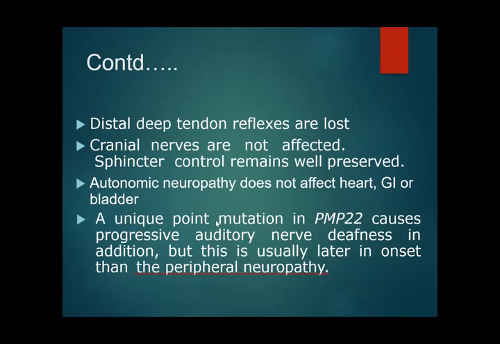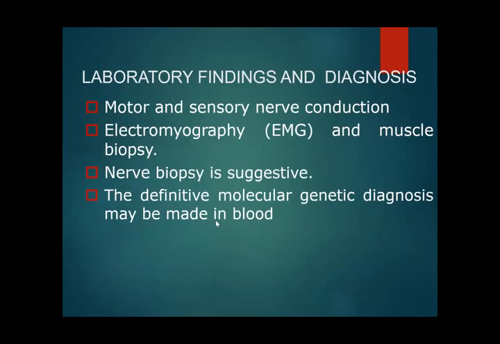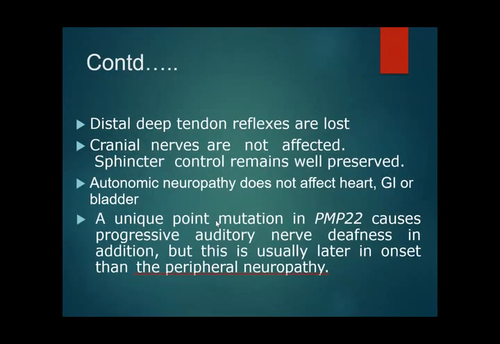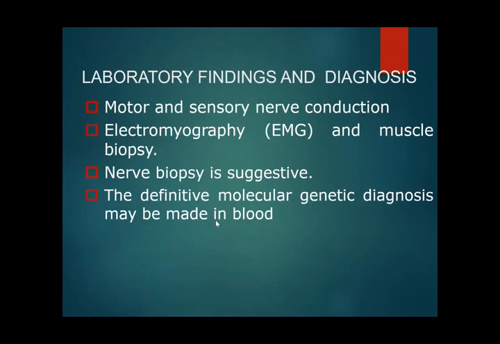Lab findings and diagnosis: again motor and sensory nerve conduction, we need to do EMG, and muscle biopsy can be done, nerve biopsy can be done. Definitive diagnosis is based on genetic studies. We need a blood sample for genetic studies. Now the treatment is mainly supportive. There is no cure, there is no medicine which can halt the progress of the disease.